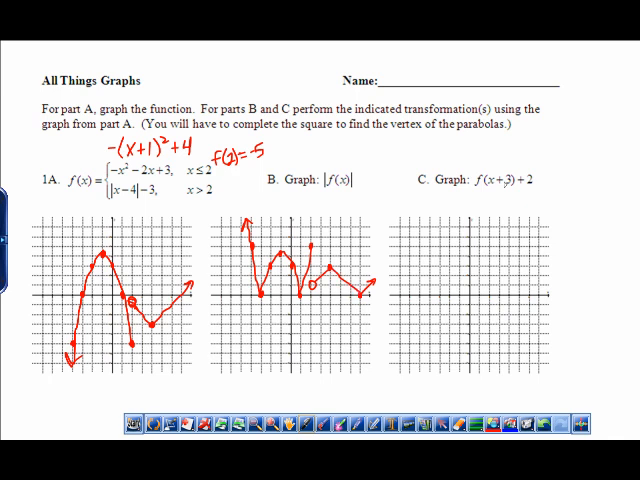Okay, now when we do part C, it has nothing to do with part B. We're going to look at the original function. We're going to shift it to the left 3 and up 2. Okay, so I'm going to take that parabola. It was at (negative 1, 4), and I'm going to move it left 3.